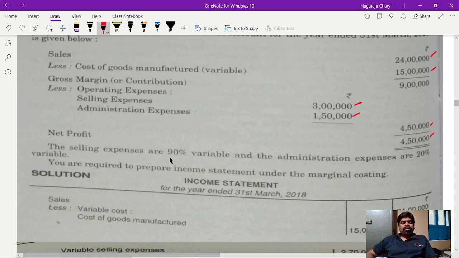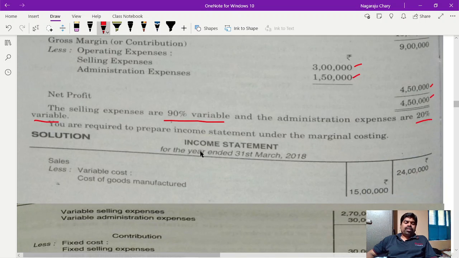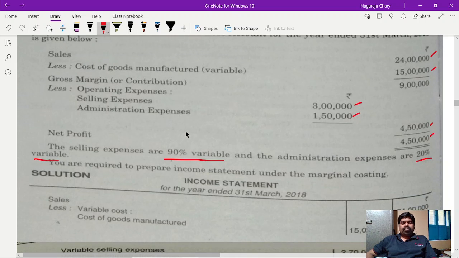The selling expenses are 90% variable and the administrative expenses are 20% variable. So here you see, 20% variable means the remaining is fixed. In administrative expenses, 20% variable means the remaining 80% is fixed. So you are required to prepare the income statement under the marginal costing method. So let us see the variable cost.